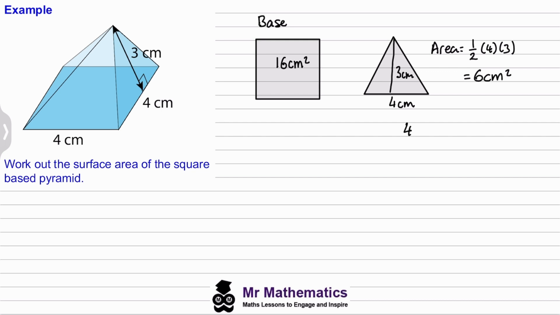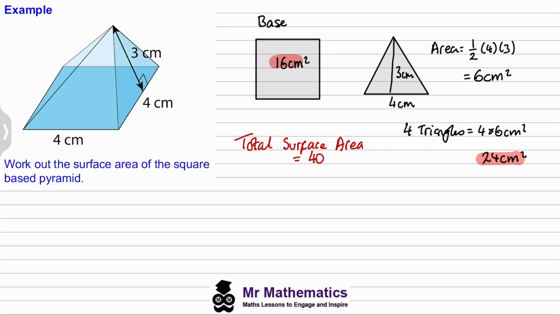So the 4 triangles will be 4 times the 6 centimeters squared, 24 centimeters squared. So the total surface area will add the 16 to the 24, and we'll get 40 centimeters squared. Okay?